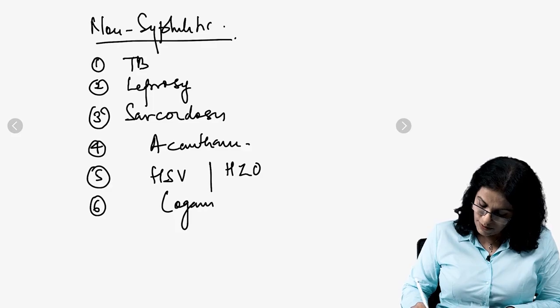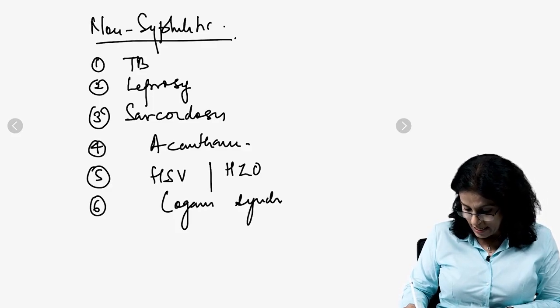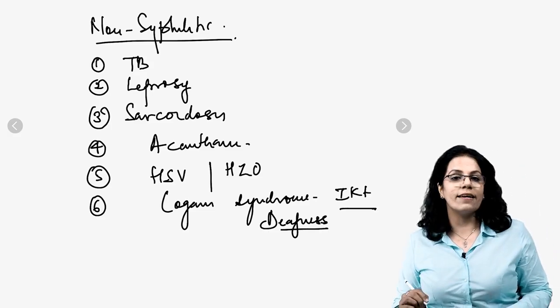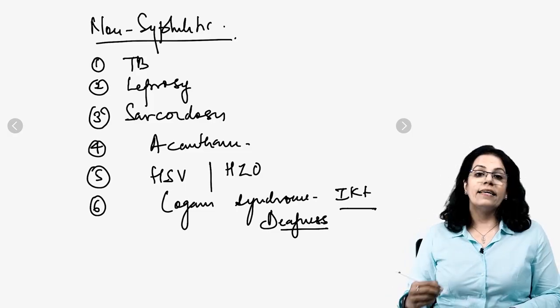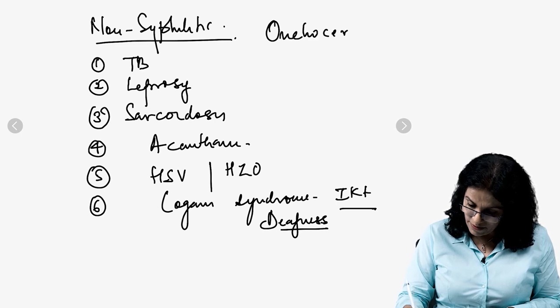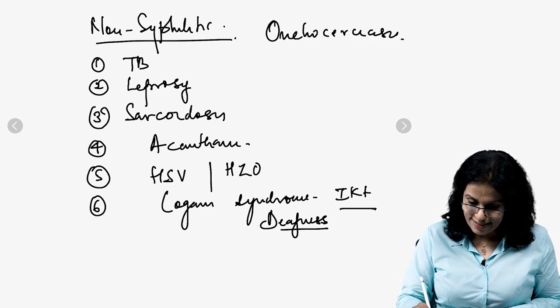What is Cogan syndrome, guys? Cogan syndrome is interstitial keratitis with deafness. Okay, so this is called Cogan syndrome. This is interstitial keratitis with deafness. And yes, one more that you have to know is onchocerciasis. In the list, I am adding one more, onchocerciasis.